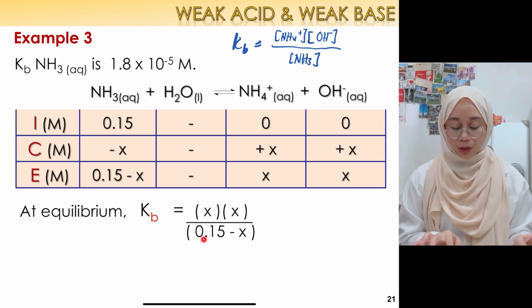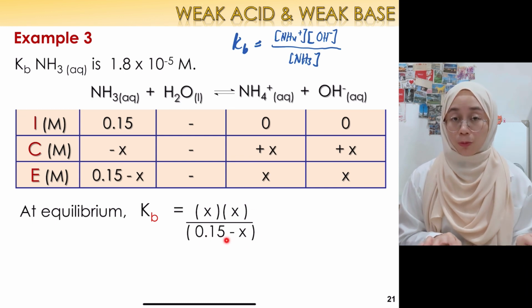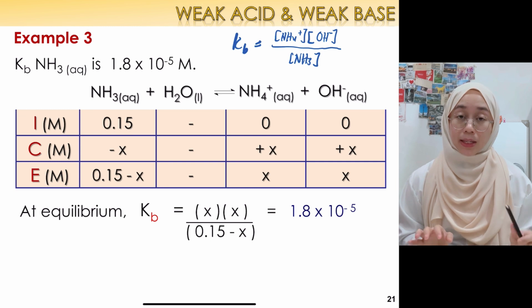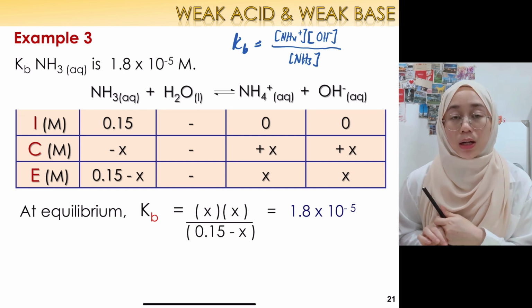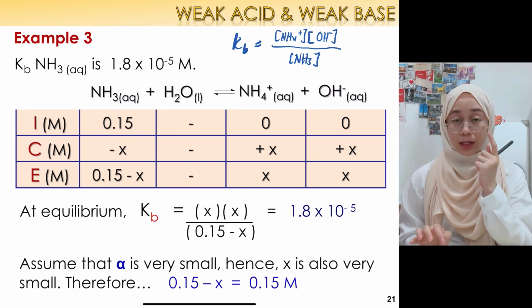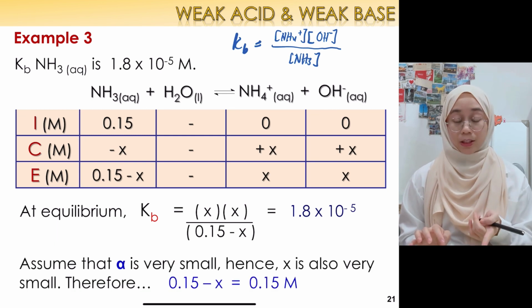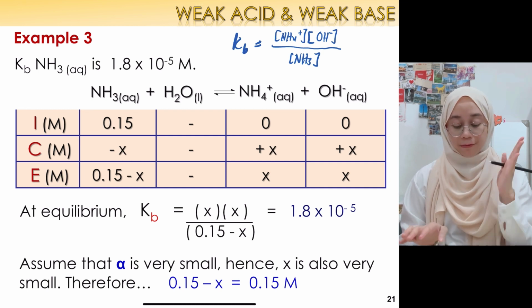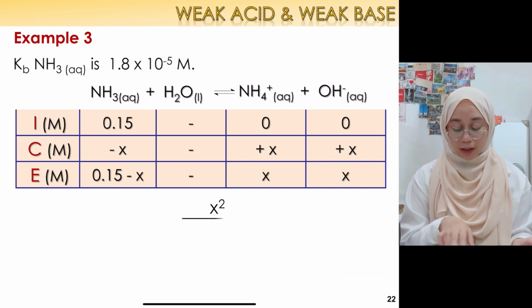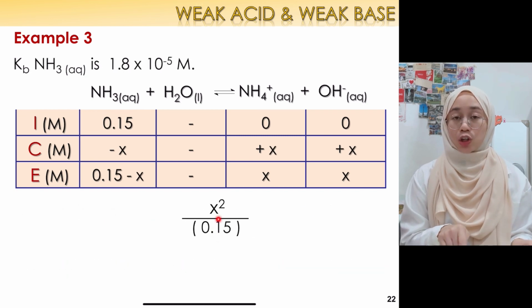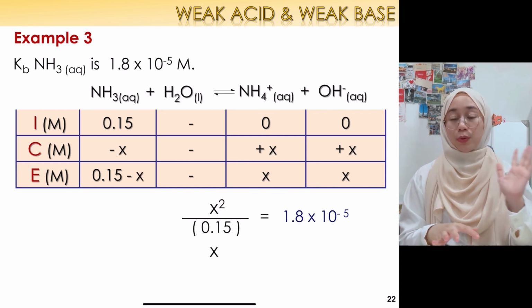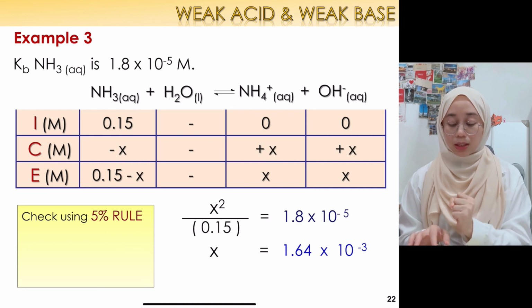Okay, so now boleh tak kita assume that 0.15 minus X ni adalah equals to 0.15? Boleh, sebab Kb dia adalah very small, dia exponent negative 5. Tapi macam Mr. cakap tadi, kalau tak nak assume, boleh, tak ada masalah juga, tapi kena selesaikan guna quadratic equation. Tapi yang ni, bila kita assume that the alpha is very small, hence the X is also very small, therefore 0.15 minus X equals to 0.15. So immediately terus kita masukkan dalam equation kat sini. As you can see, sini dah tak 0.15 minus X dah, 0.15 je. Okay, so akan dapat 1.8 exponent negative 5. And then immediately we can selesaikan the X value, so akan terus dapat 1.64 exponent negative 3.